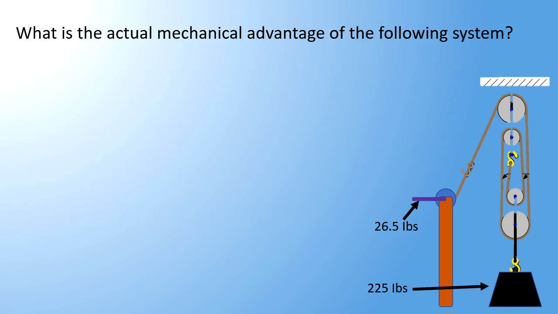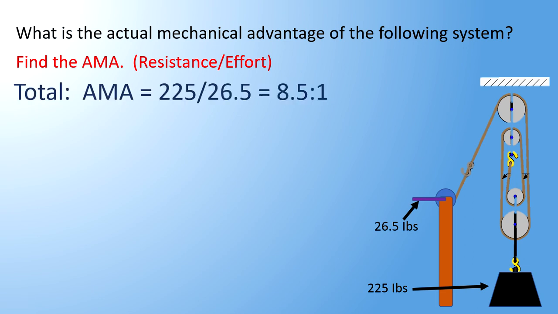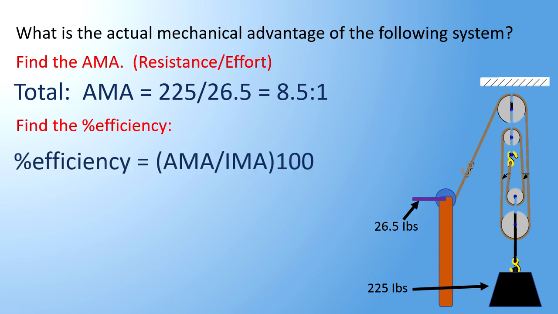All right, the actual mechanical advantage is the same with any of the systems. It's the resistance divided by effort. So it's 225 divided by 26.5, which gives us 8.5 to 1. Now to get our percent efficiency, again, it's the actual mechanical advantage divided by the ideal mechanical advantage. Then we multiply it by 100 to change it to a percent. So 8.5 divided by 10 is 0.85. We multiply that times 100 and we get 85%.